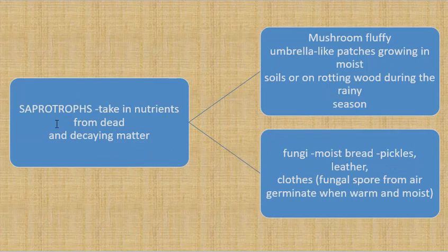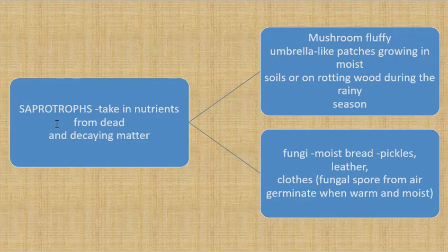Saprotrophs take nutrients from dead and decaying matter. This is like the scavengers in animals, the crow and so on. What is an example? Mushroom is a very good example. It is a fluffy, umbrella-like patch growing on moist soil or rotting wood during the rainy season. You will find mostly during the rainy season a type of wild mushroom that grows from moist old logs or woods. That means the dead and decayed plant product is giving rise to the growth of mushroom, a fluffy umbrella-like patch. This is a saprotroph. And then fungi.